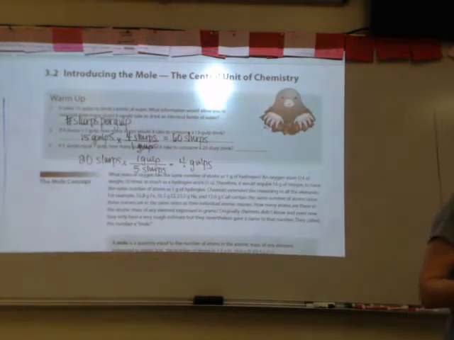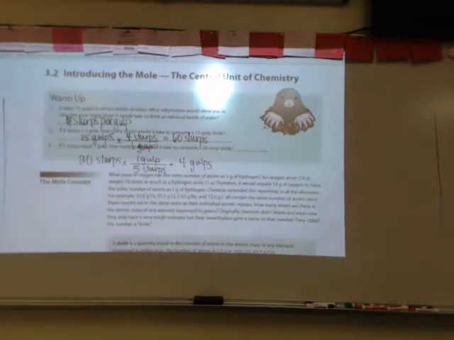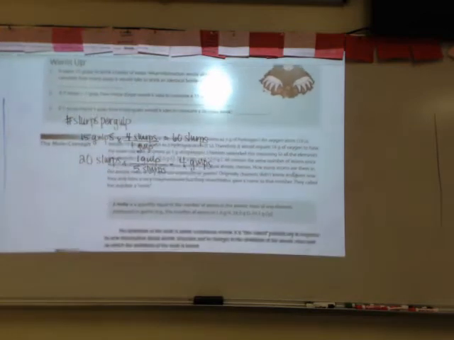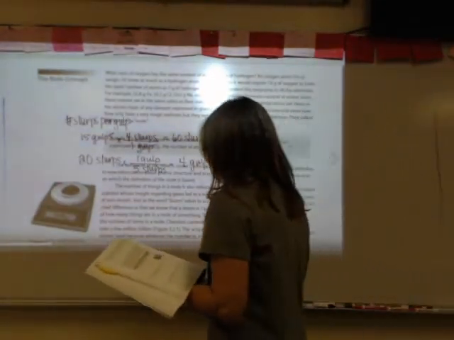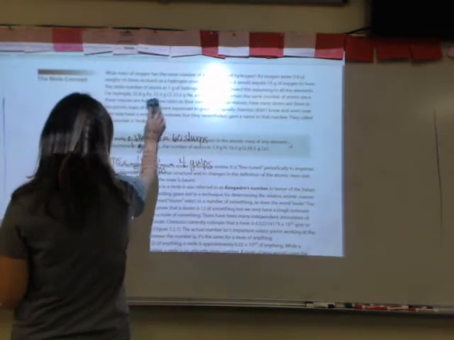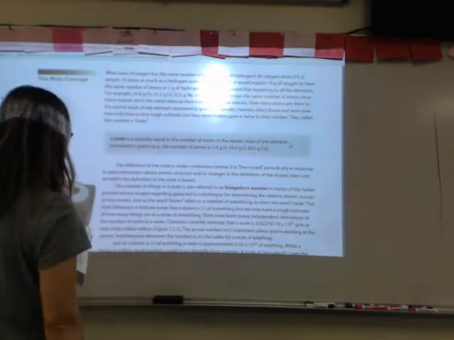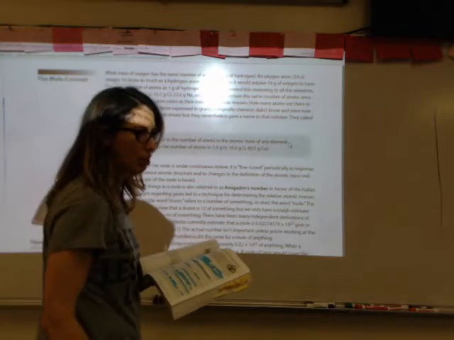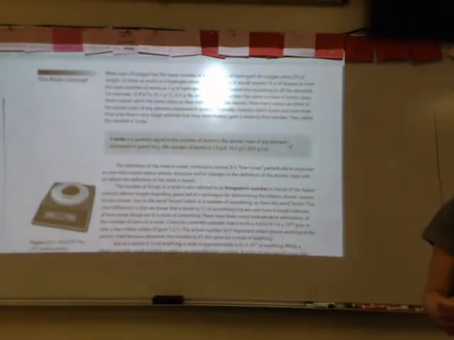So the mole concept, just underneath the warm-up, is a quantity that's equal to the number of atoms in the atomic mass of any element expressed in grams. So let's go back to how much an oxygen atom weighs. An oxygen atom weighs 16 times as much as a hydrogen atom. So we would need 16 grams of oxygen to have the same number of atoms as a gram of hydrogen.